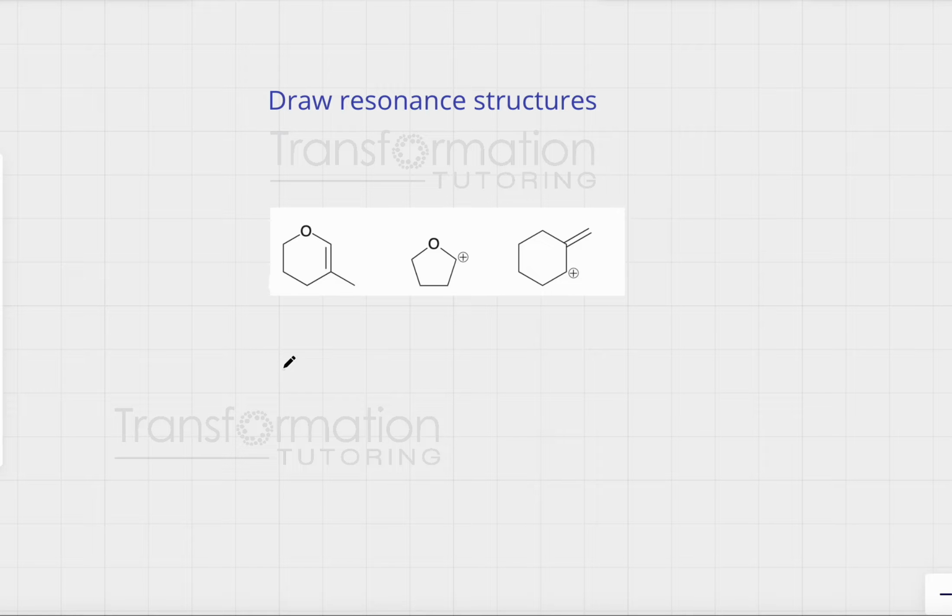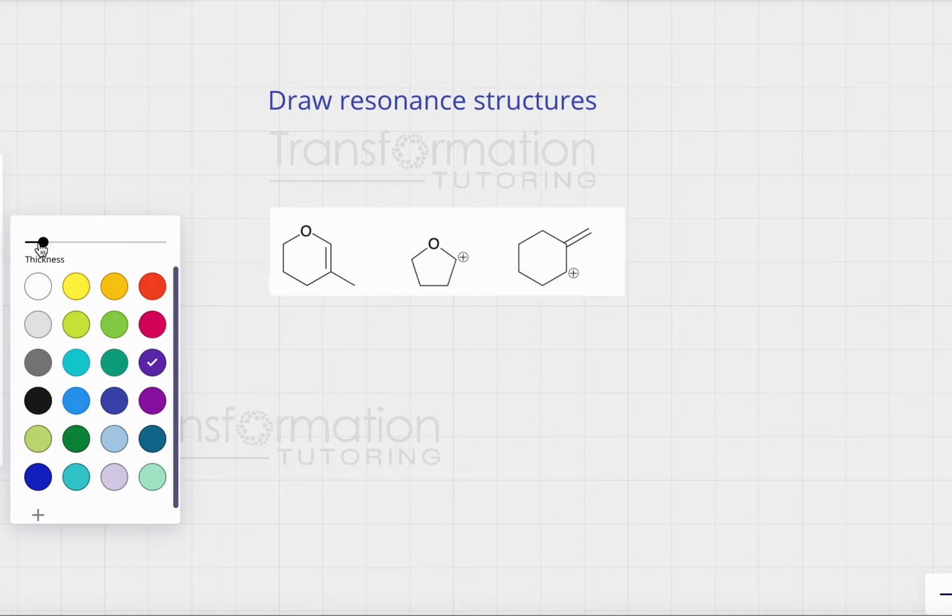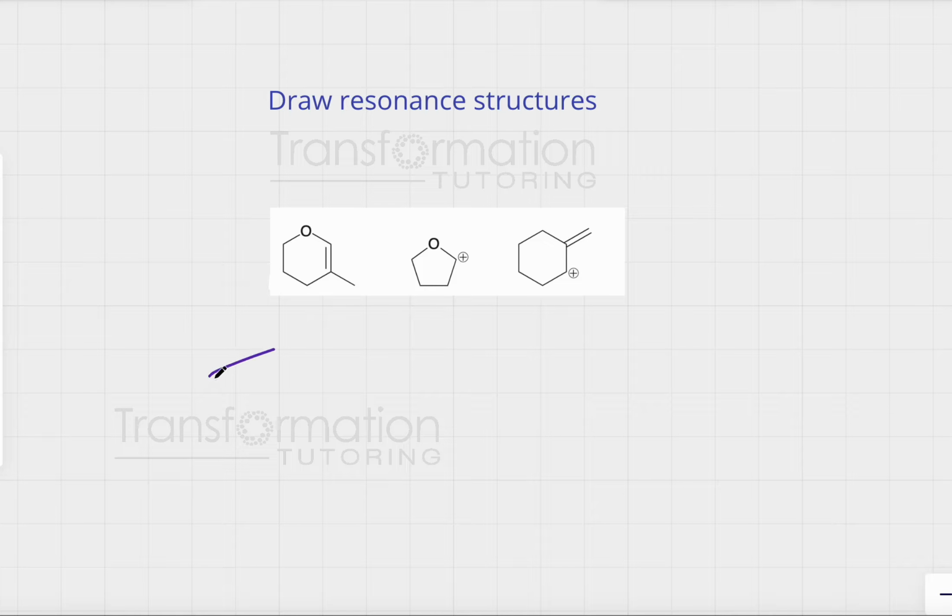Let's go ahead and look at the first pattern. The first pattern is if I have a double bond next to a positive charge. If I have a double bond next to a positive charge, I can show the following resonance. I can move my electrons from the double bond here.